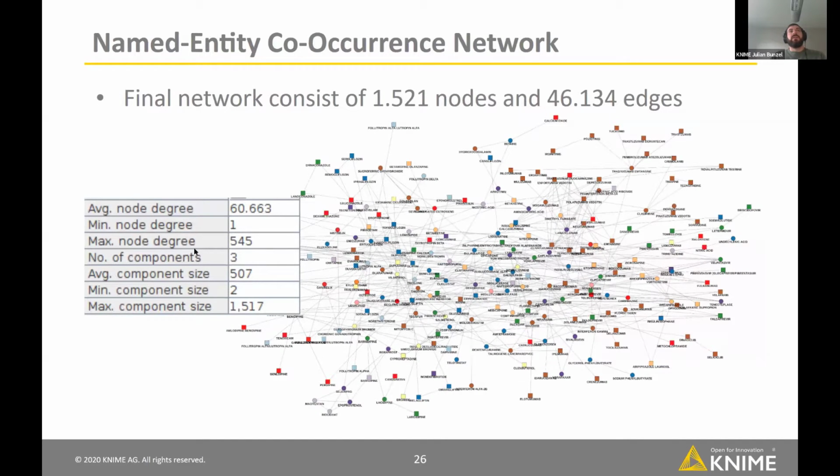So in the end, we get a quite huge network, which consists of 1,500 nodes and around 40,000 edges. But it's pretty big, so it's not that fun to look at. So we want to extract some subgraphs, which I will show you later. But first, let's have a look at the network creation process and have a look at the workflow there.